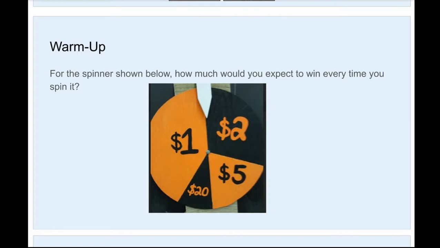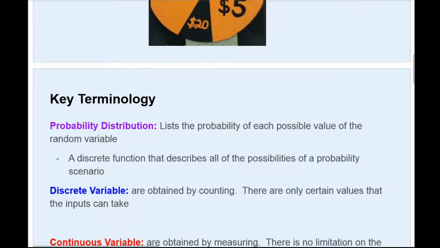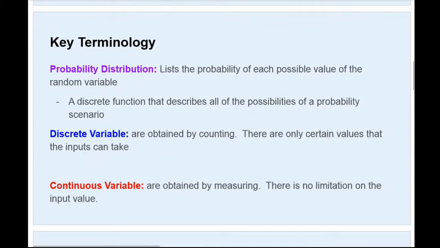So we will come back to that idea and look at what we might do to calculate that expected amount. Before we get into that though, we're going to look at some key terminology that we're going to use throughout this unit. The first is a probability distribution, and this is going to be the main thing that we look at. We're going to look at a couple different types, but basically a probability distribution lists the probability of each possible value of the random variable.